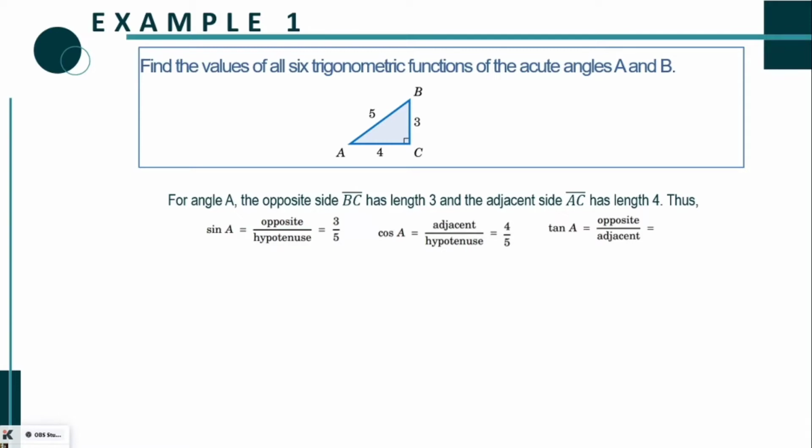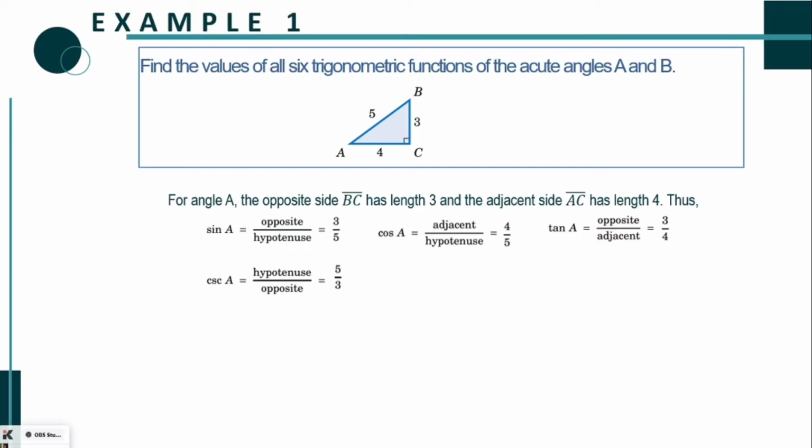Next, tangent A is equal to the opposite side over adjacent. So our opposite side is 3 and then the adjacent is 4. So tangent of A is 3/4. For cosecant A, that's equal to hypotenuse over opposite. So hypotenuse is 5 and then the opposite is 3.